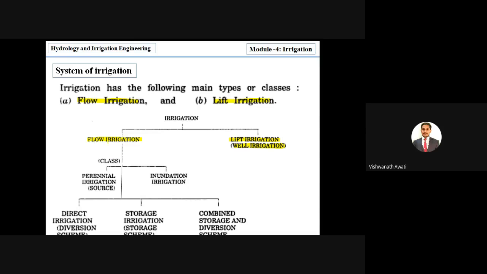Then from the pump we take it to the high head area. And flow irrigation is divided into two: perennial irrigation and inundation irrigation. Again, flow irrigation depending on the type of scheme is divided into direct irrigation, storage irrigation, and combined irrigation. It is also a division of flow irrigation based on some condition.